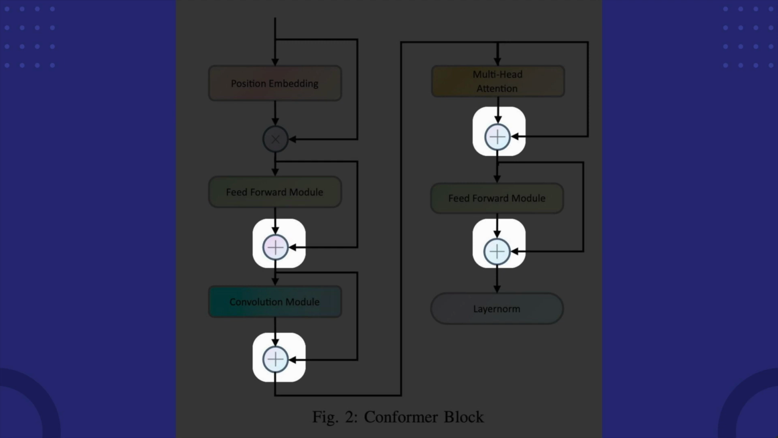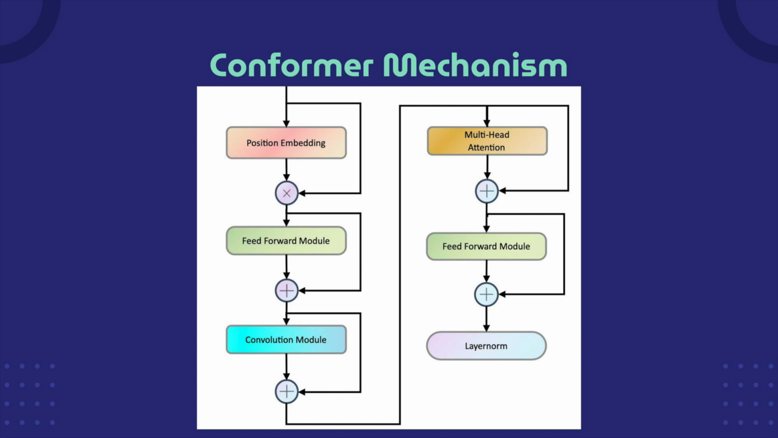The plus symbols in the diagram represent addition operations, which are part of the residual connections. These connections allow the input of each module to be added to its output, helping to mitigate the vanishing gradient problem and enabling the training of deeper models. Each of these components plays a vital role in the conformer block's ability to process sequences.